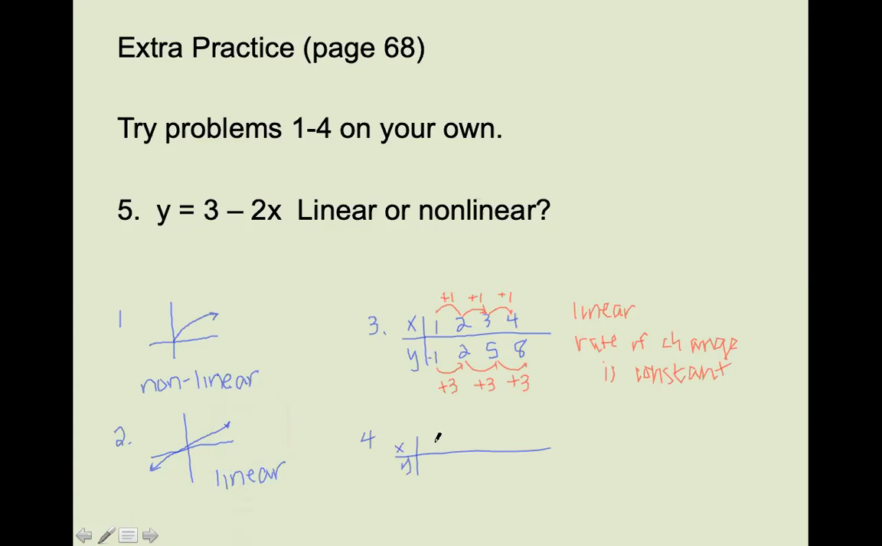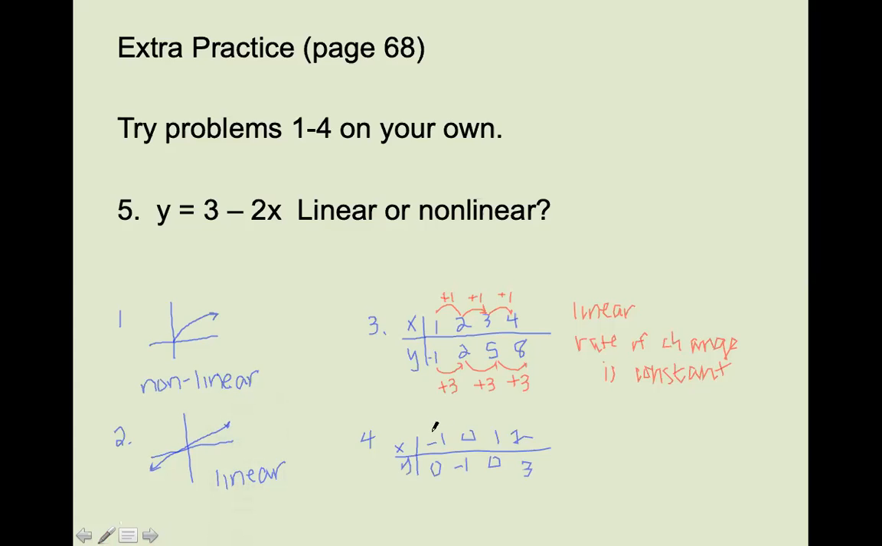And we have for x -1, 0, 1, and 2. And for y values, we have 0, -1, 0, and 3. All right, let's look how those are changing.